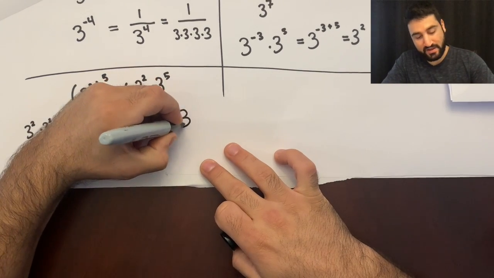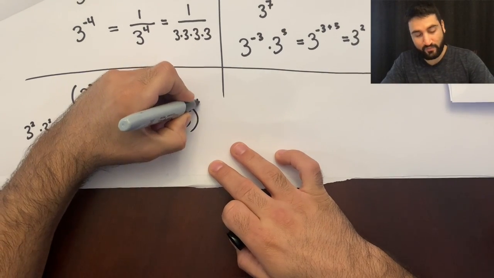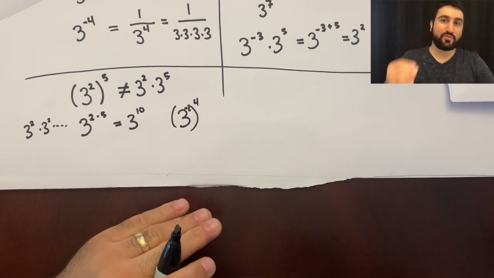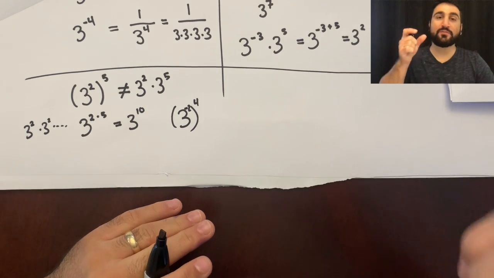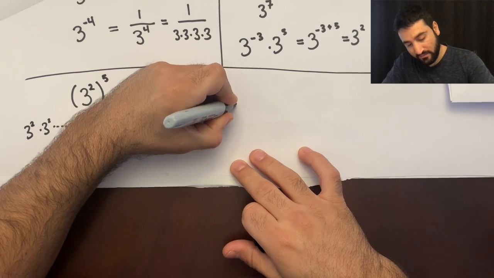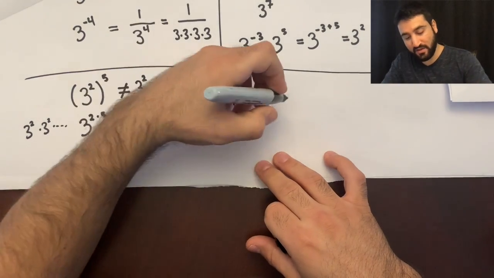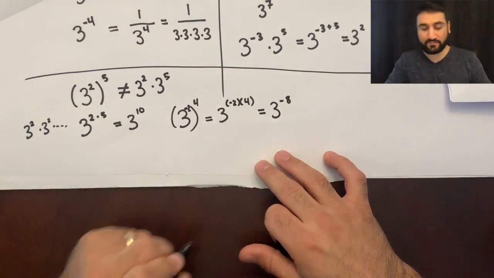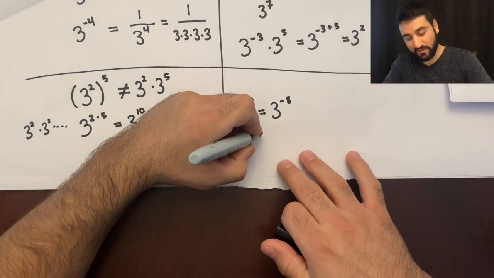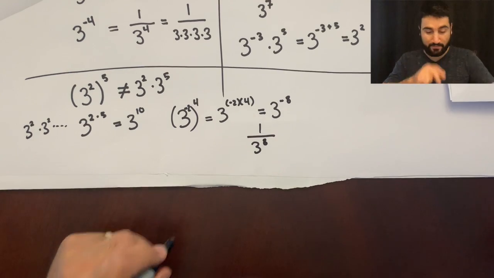If you have 3 to the negative 2 raised to the 4th power, because you have an exponent raised to another exponent, you're going to multiply the exponents. 3 to the negative 2 times 4, which is the same as 3 to the negative 8. Going one step farther, if you remember what 3 to the negative 8 is, it's actually the same as 1 over 3 to the 8. This can be written either way.